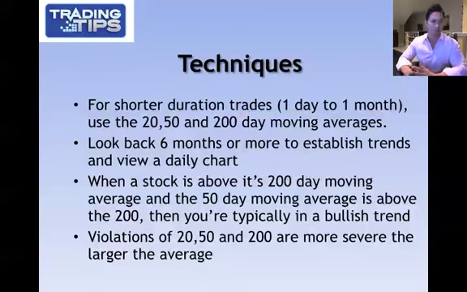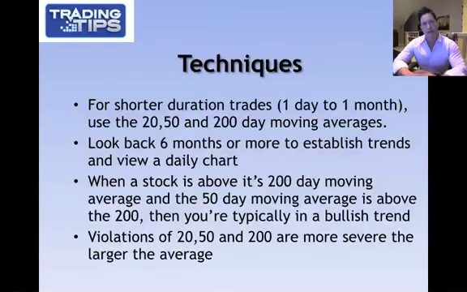So what are some techniques that we can use? Well, for shorter duration trades, and again, anywhere from 1 day and really to 1 month or 2 months, I want you to focus on the daily chart, and I'll show you that in just a second, and you're going to look at the 20, 50, and 200-day moving averages. And you can look back, and I recommend you look back at least 6 months or more, preferably a year, to establish trends. And again, you're doing this within the daily chart. And what I mean by established trends is get an idea of what the stock tends to do when it breaks up above a 20-day moving average or breaks down below a 20 or 50-day moving average.